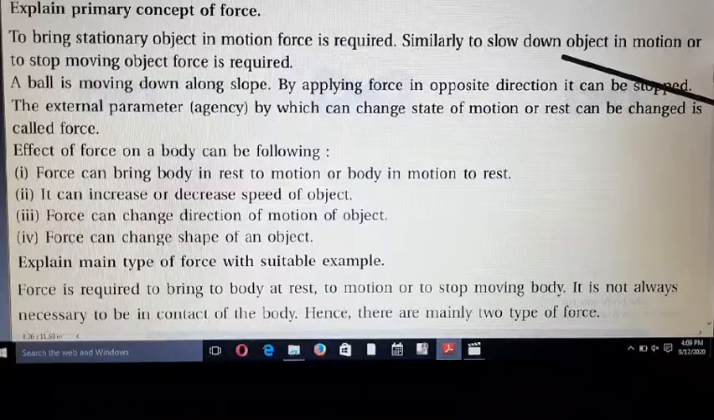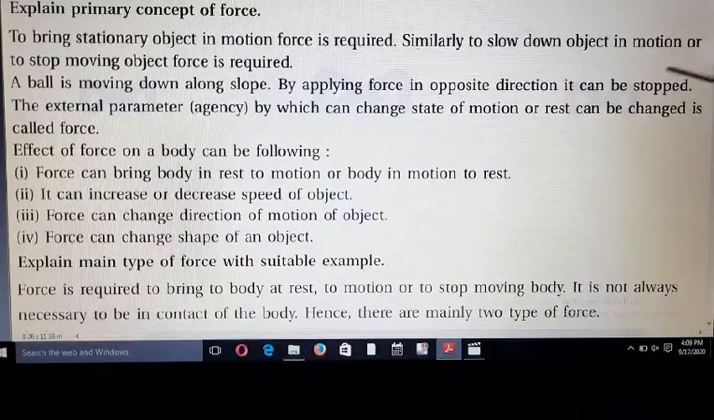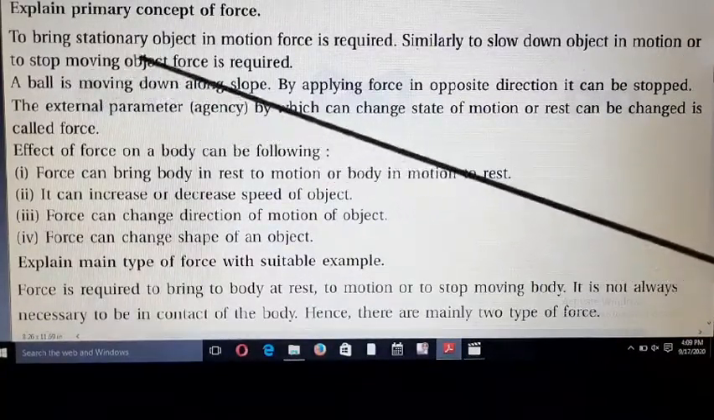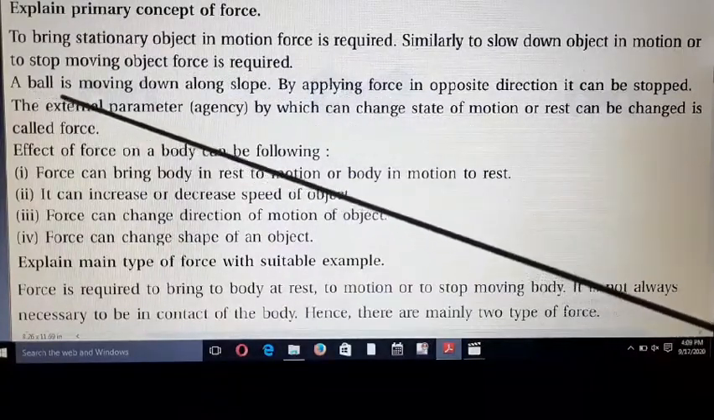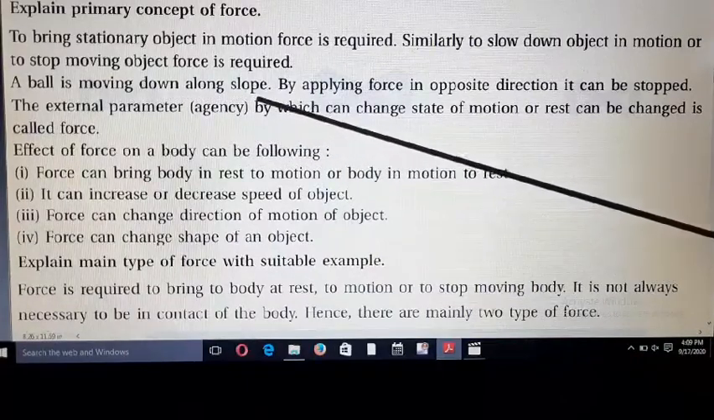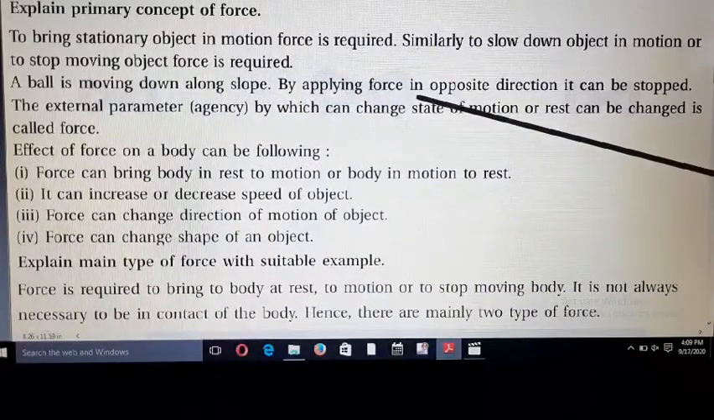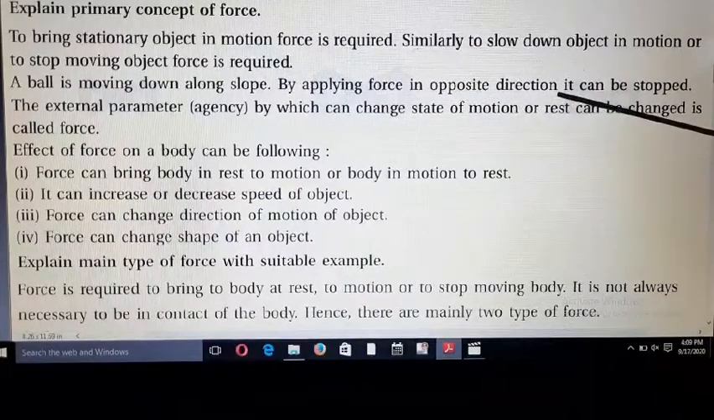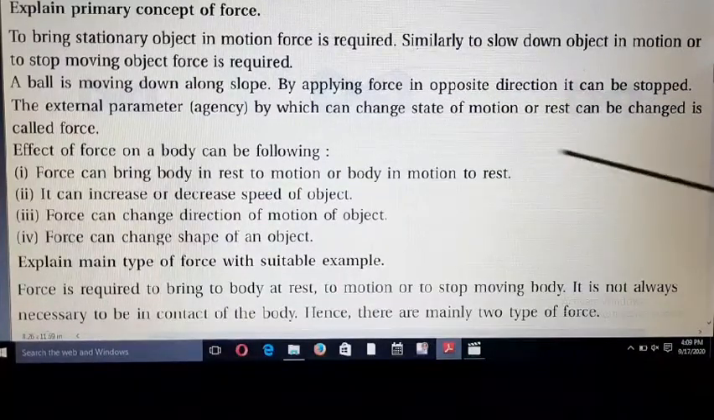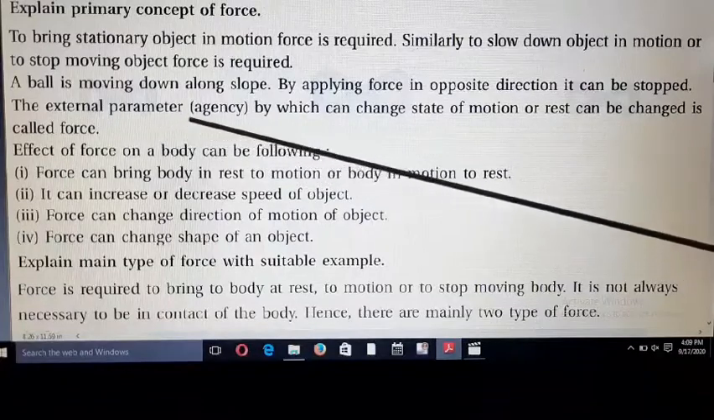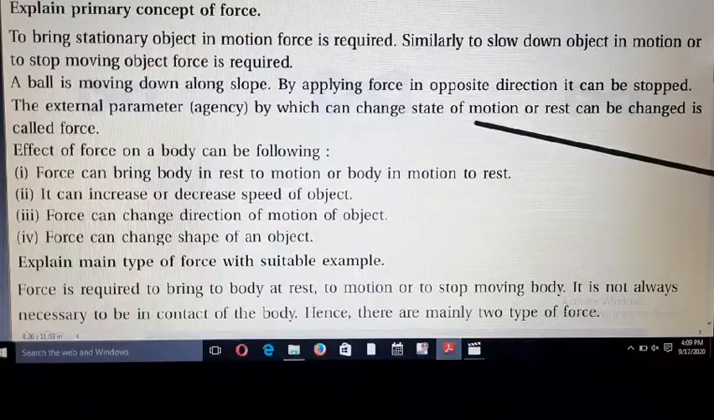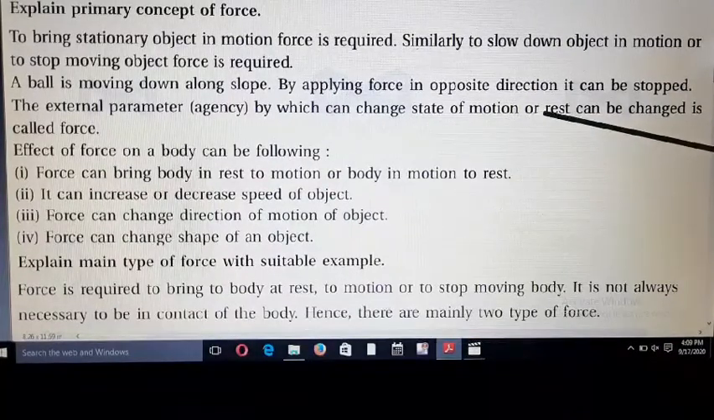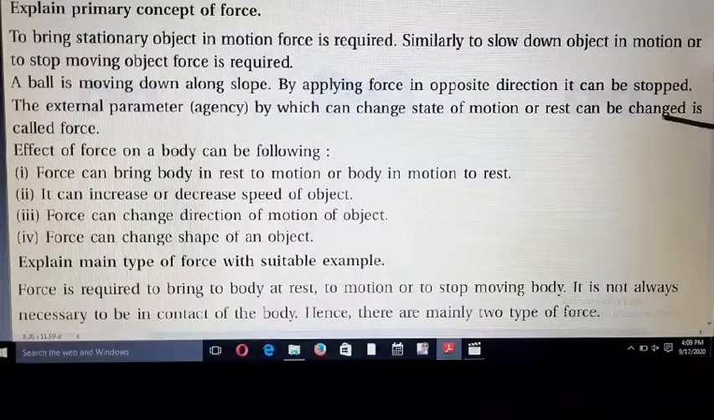Similarly, to slow down an object in motion or to stop a moving object, force is required. A ball is moving down along a slope. By applying force in the opposite direction, it can be stopped. The external agent by which the state of motion or rest can be changed is called force.